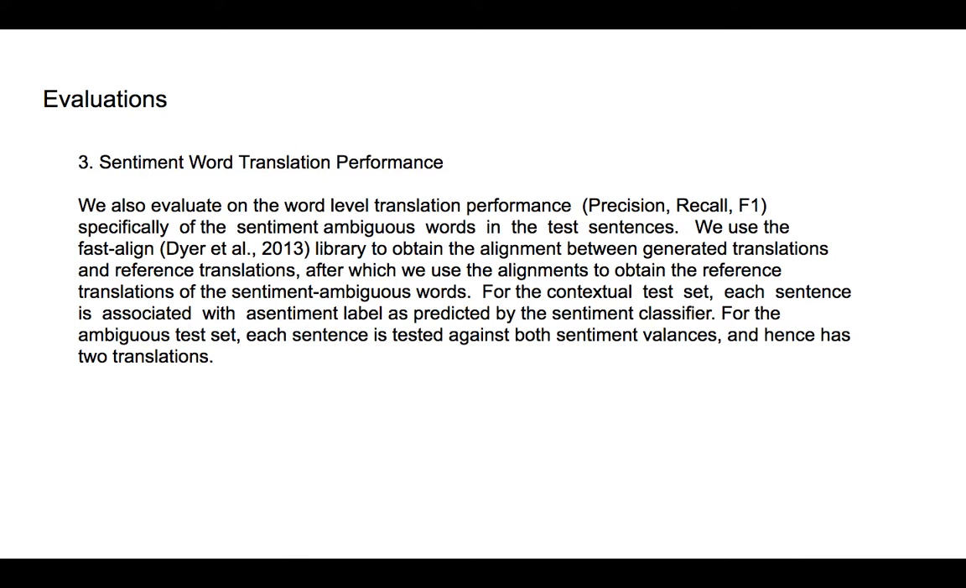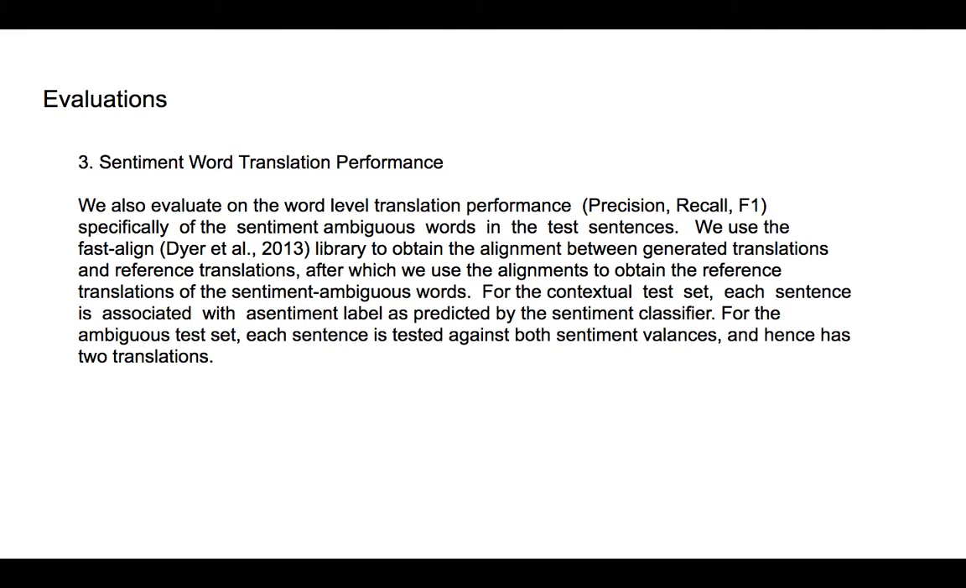And then the last metric is actually sentiment word translation performance. So the idea is that we evaluate on the word-level translation performance, including precision, recall and F1, and these evaluations are done especially on the sentiment ambiguous words in the test sentences. So we do not care about the accuracy of those not ambiguous words. So we only measure the accuracy of the translation of these sentiment ambiguous words. We use fast align to get the alignment between reference translation and generated translation.